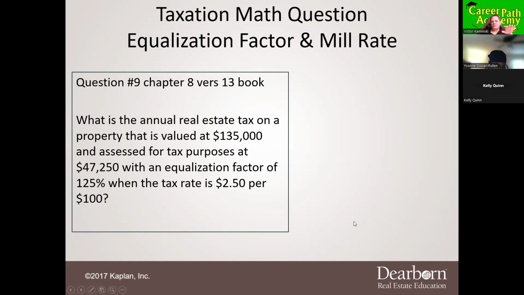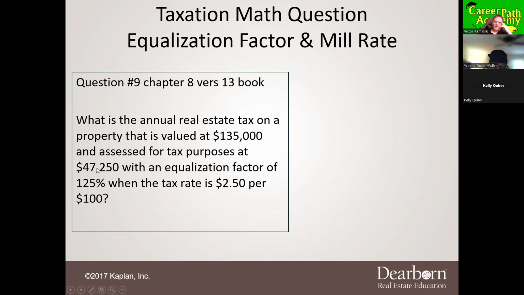All right, take a breath. Don't hyperventilate. What's the question asking of us? What does it want to know? What is the annual real estate tax on this property? Okay, so taxes are based on what? The assessed value. It says the actual value is 135, but assessed value is 47,250. So we're not using the 135, we're using this number. But remember, when there's an equalization factor involved, you have to factor that in first.